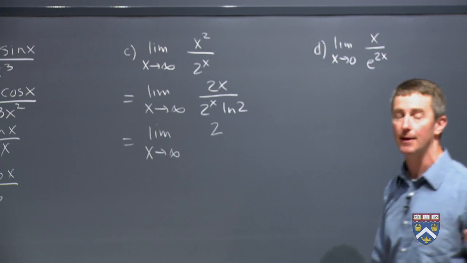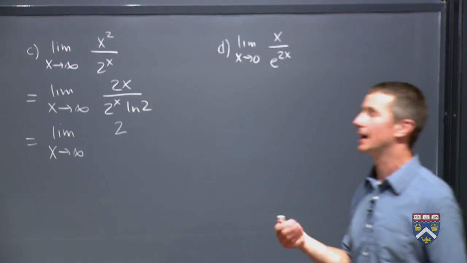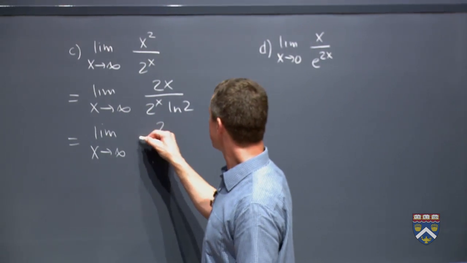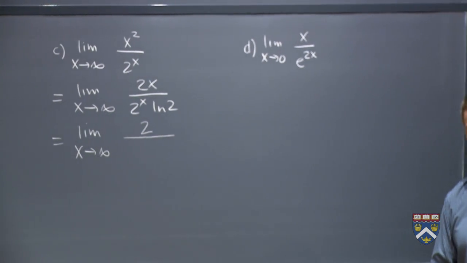So now we know we're going to be done. There's no chance of getting another L'Hopital's rule because it's not going to be 0 over 0. It's not going to be infinity over infinity. Do we need the product rule on the bottom for 2 to the x times natural log of 2?